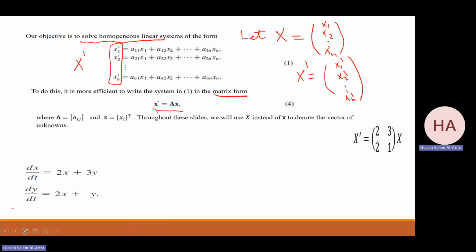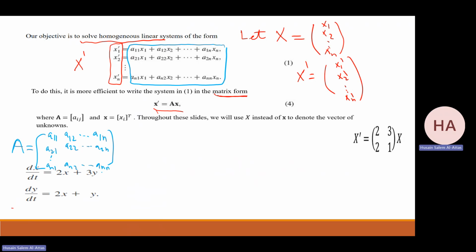Now, let me change the color. Let the matrix A be written this way: A11, A12, up to A1n, A21, A22, up to A2n, and so on until An1, An2, up to Ann. This is my matrix A. Then A times X: the first row is A11 x1 plus A12 x2 plus A13 x3, and so on, plus A1n xn. So I have the system X prime equals AX.